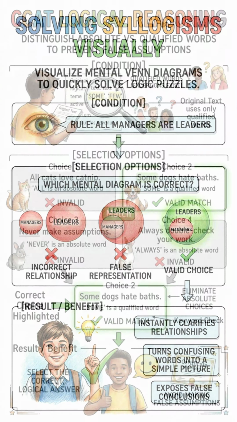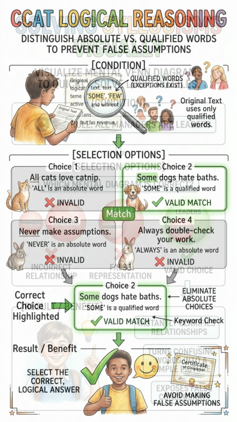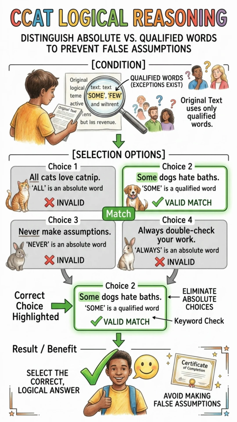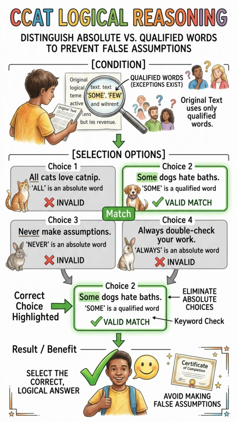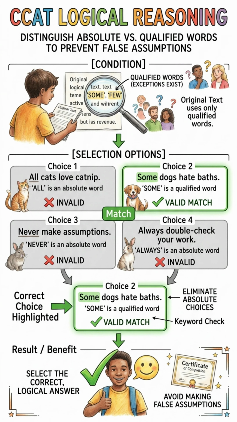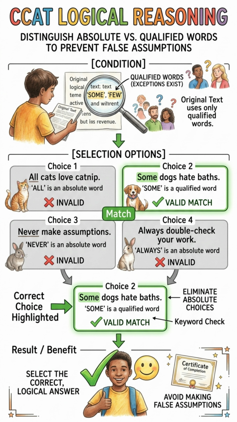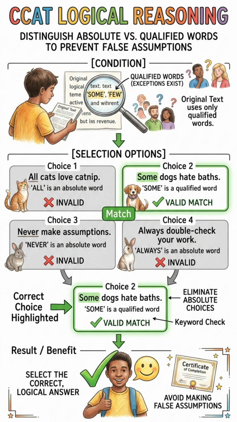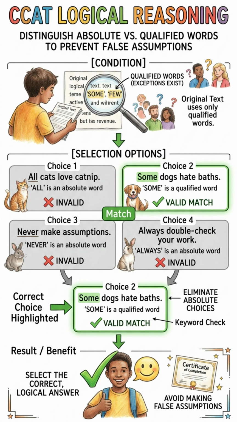When reading logical statements, you must strictly distinguish between absolute words and qualified words. Absolute words include terms like always, never, all, and none, which leave zero room for exceptions. Qualified words include terms like sometimes, most, some, and few, which indicate that exceptions do exist. If the original text only uses qualified words like some, you can automatically eliminate any answer choices that use absolute words like always. This simple keyword check prevents you from making assumptions that the text does not actually support.